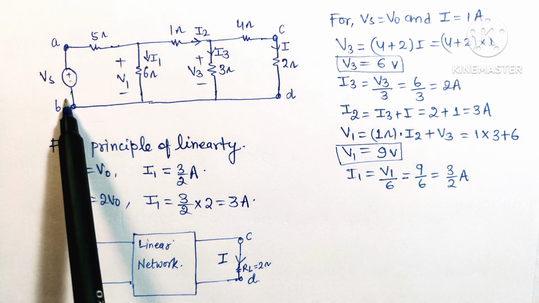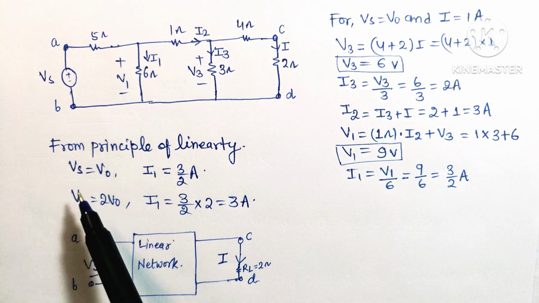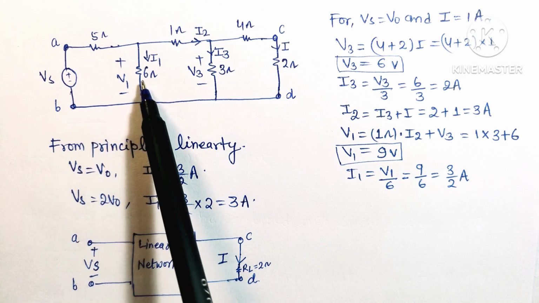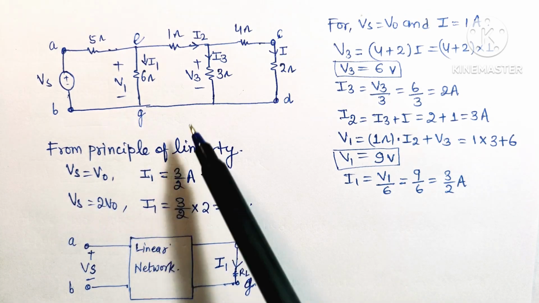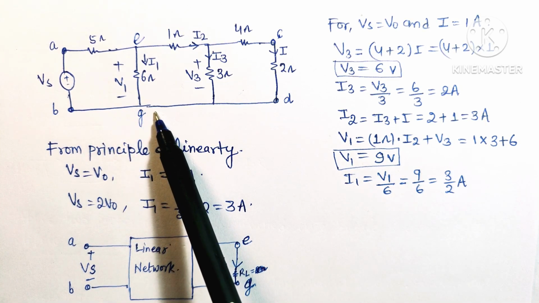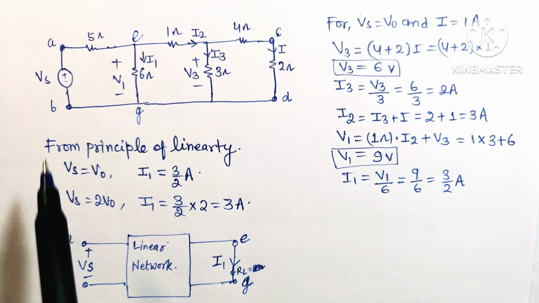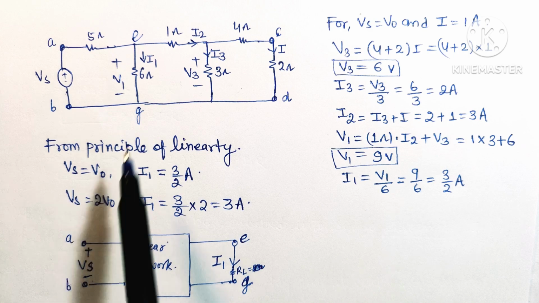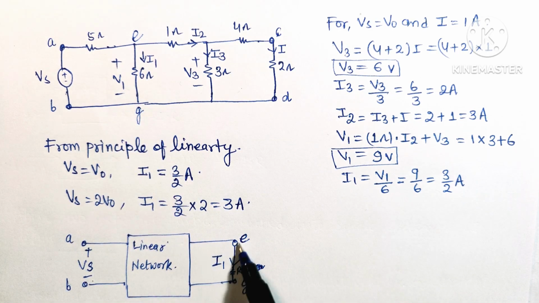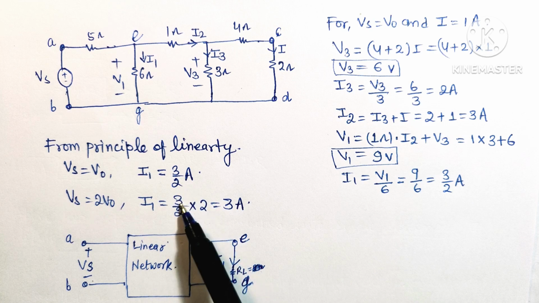So we have seen that if Vs is equal to V naught, then the I1 current is equal to 3 by 2 ampere. Now in the question it is asked that if Vs is equal to 2 V naught, then what will be the value of I1? We can assume that this is a linear network, since only resistances are connected here and no independent voltage or current source is applied between these resistances. At the input a Vs source is applied and we have to find the current I1 at the output. As we have calculated, if Vs is equal to V naught, then I1 is 3 by 2 ampere.